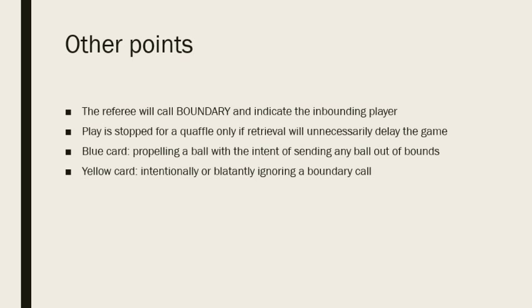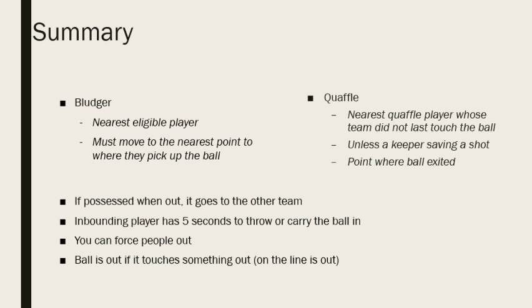Okay. So in summary, for a bludger, the person who gets the ball is the nearest eligible player. They need to move to the nearest point on the sideline where they pick up the ball, which becomes the inbounding point for them. For a quaffle, the nearest quaffle player whose team did not last touch the ball will get it, unless the keeper is saving a shot, and the inbounding point is where the ball exited. So if the ball is possessed when it goes out, it will always get turned over.